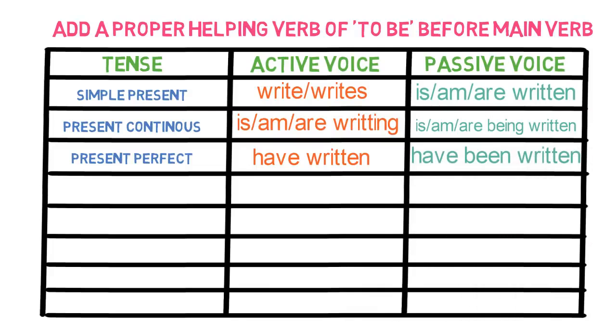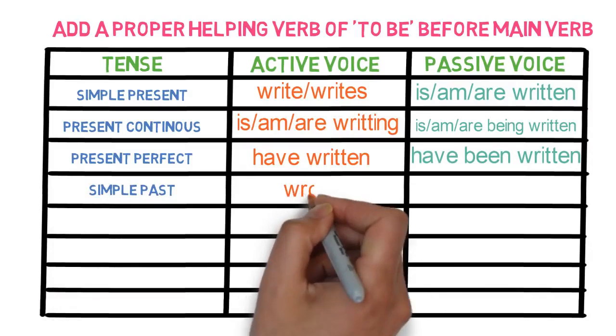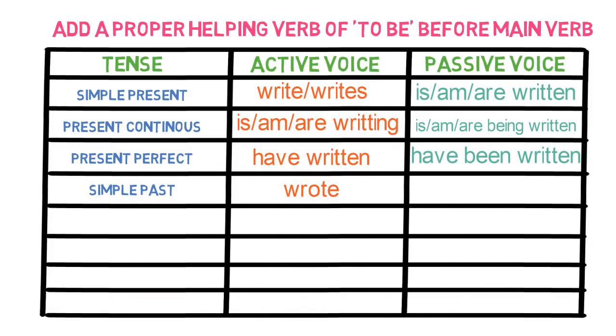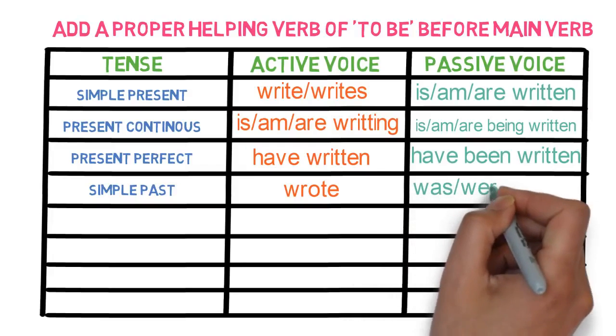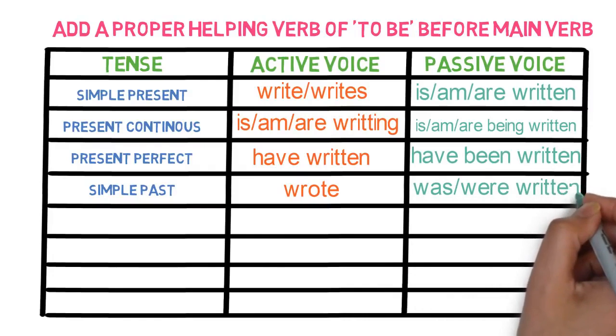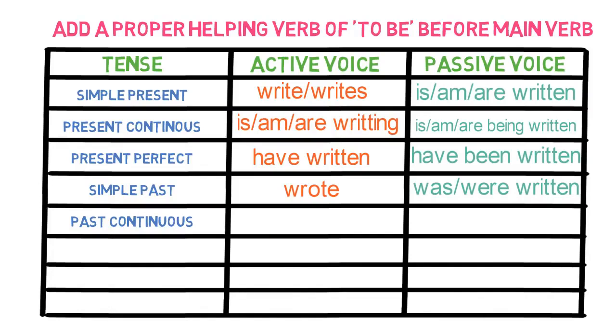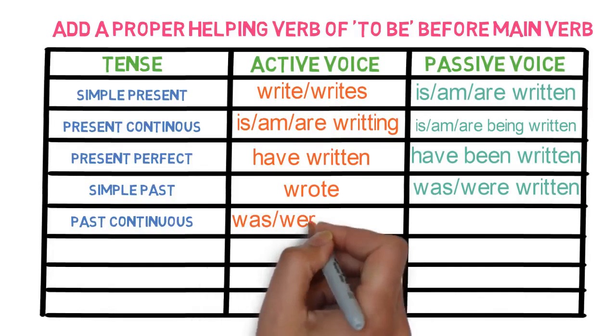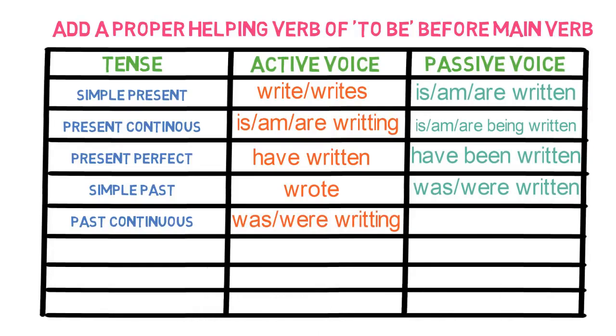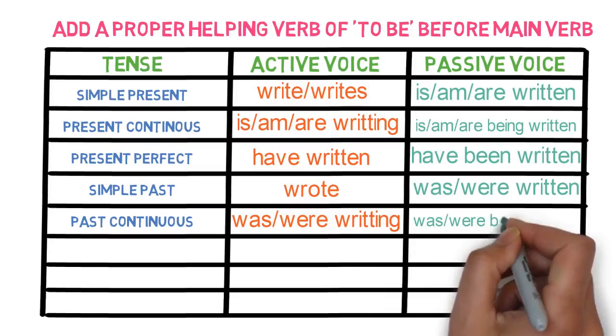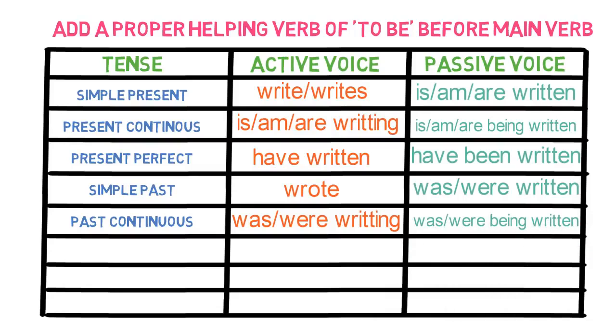have and written. For simple past, in active voice we use wrote, which is verb's past form, while in passive voice we add was or were helping verb and verb's third form written. Past continuous tense, in active voice we use was or were writing, while in passive voice we add being helping verb after was, were and written.